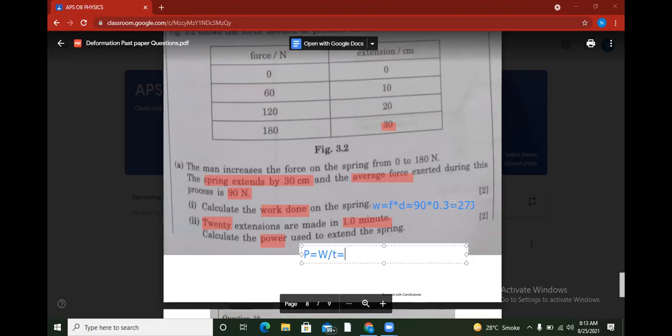Okay. So what answer did we get for the work done? For the work done, we have 27 joules. So we will write here 27 by time, which is given to you as 1 minute. So we have to convert 1 minute to seconds and we will get 60 seconds.